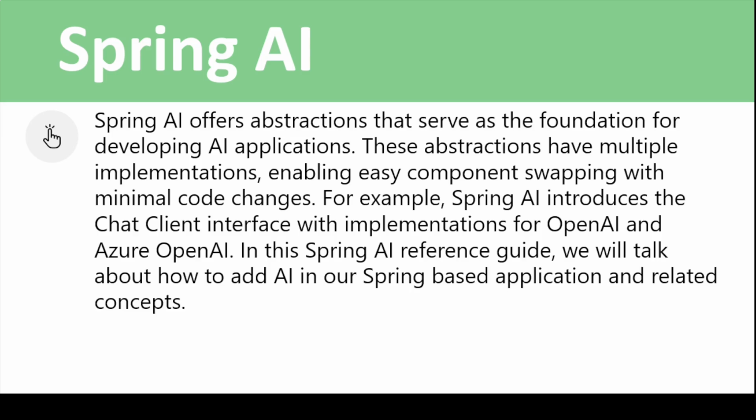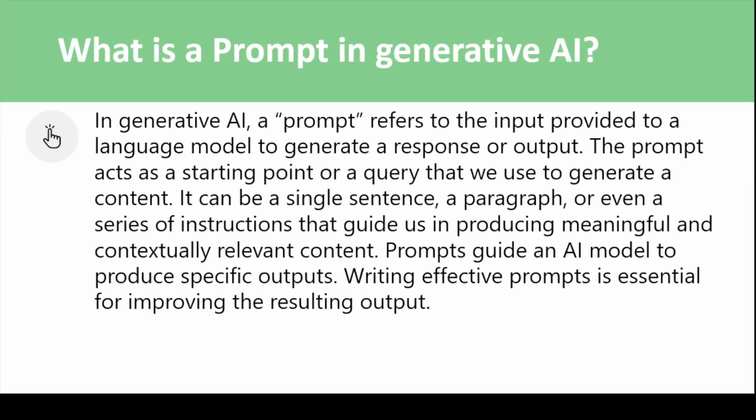So in this Spring AI reference, we are going to see how we can use Spring-based applications and related concepts. In this example, we are going to use the prompt. In generative AI, a prompt refers to the input provided to a language model to generate a response or output. It acts as the starting point of the query that we use to generate the content.